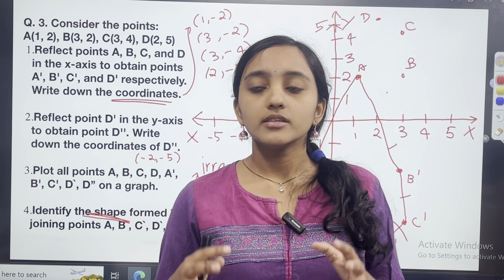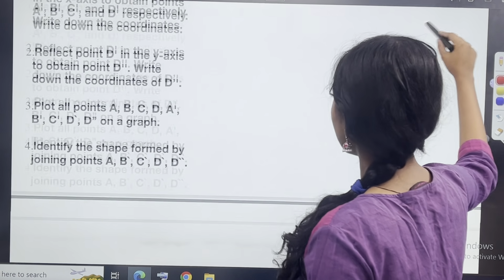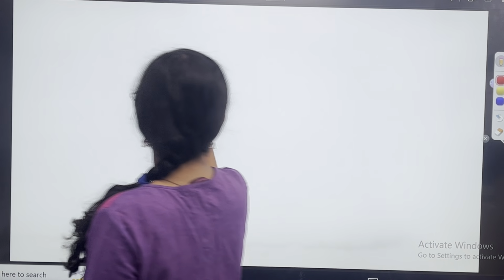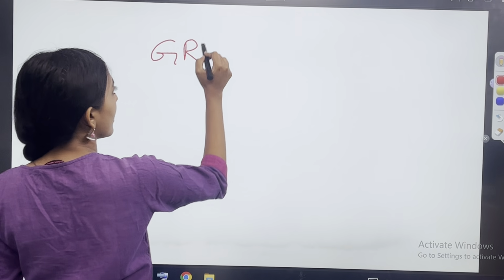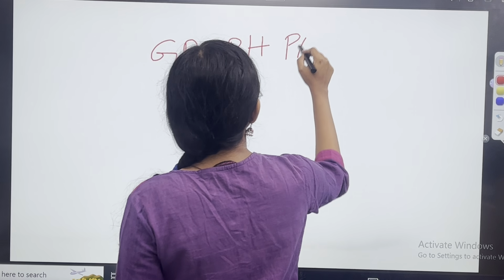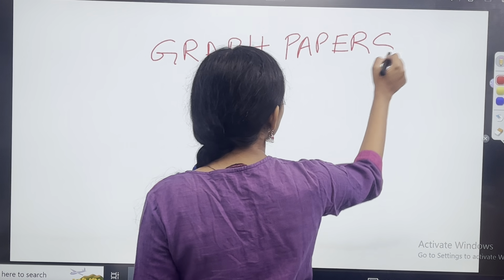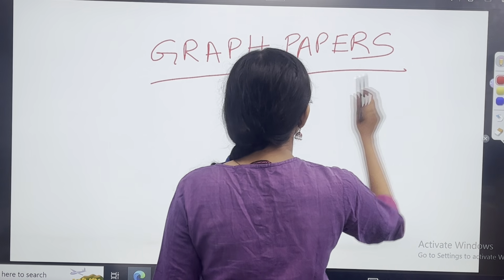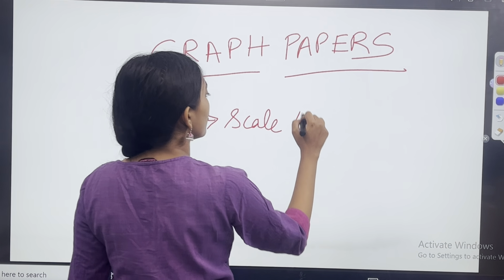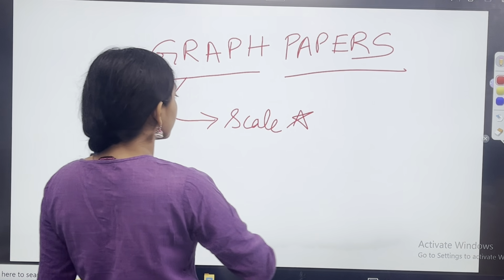Okay. That's it from my side for this particular chapter, coordinate geometry. What I want you to do, first of all, practice on graph paper. I'm sure you may have been given the graph books in your schools, or you could buy a graph book from your stationery near you. Practice on graph papers. Always remember to write the scale on the top side.